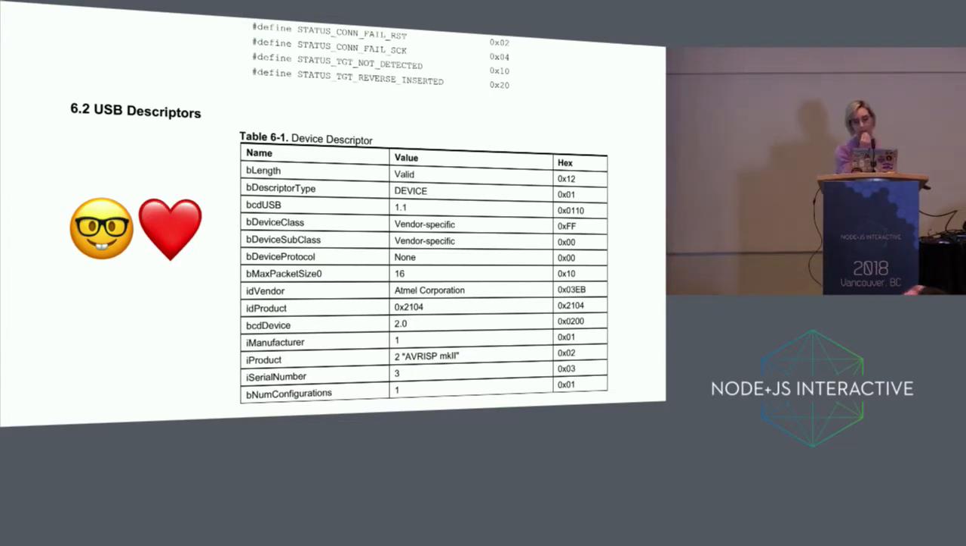And so again, if you're worried about where do I find these product IDs, where do I find these vendor IDs, this is a data sheet for the AVR ISP Mark II, which I have on the stage. I literally use this to filter it and also to find out how many configurations it has, of which it has 1. So I'm just going to request the 0th configuration, and things like that. If you find a table like this, this is where it's really useful.